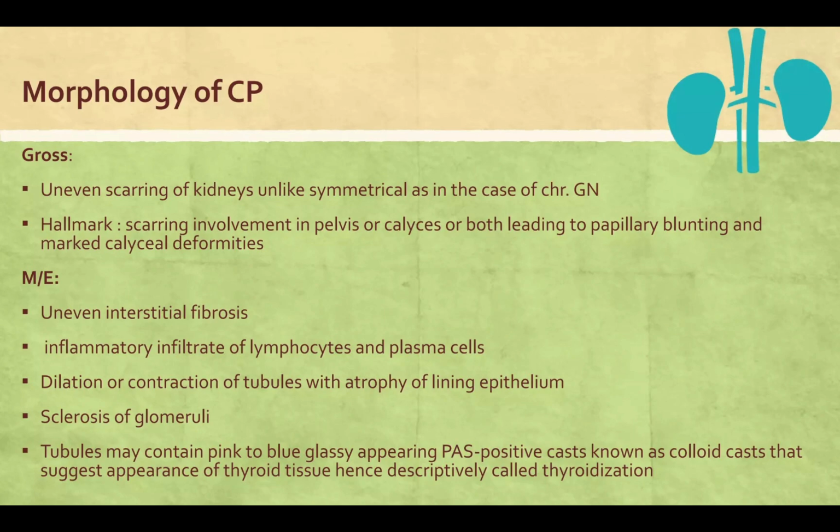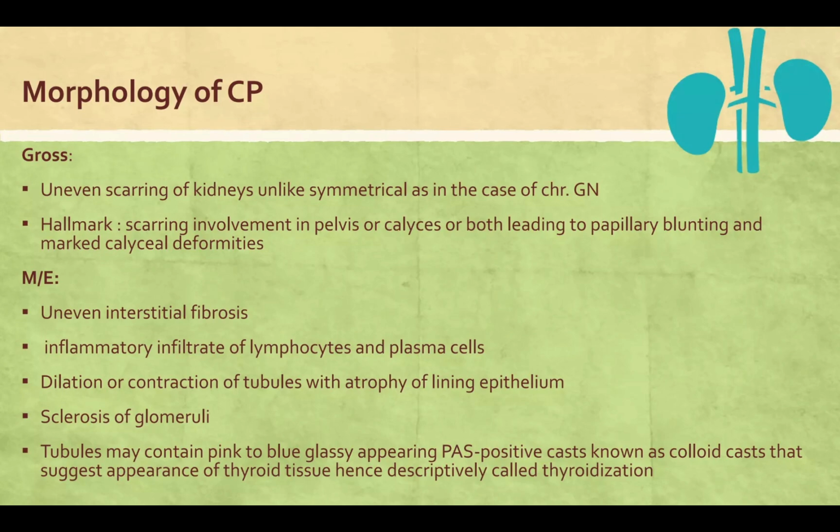The gross feature is uneven scarring of the kidneys, unlike the symmetrical scarring in the case of chronic glomerulonephritis. The hallmark is the scarring involvement in the pelvis or the calyces, or both, leading to papillary blunting and marked calyceal deformities.